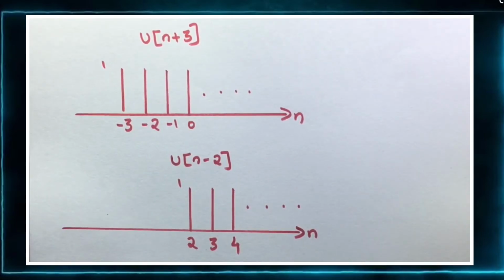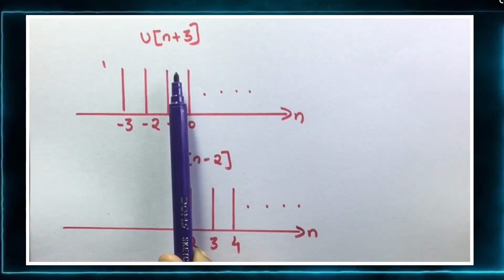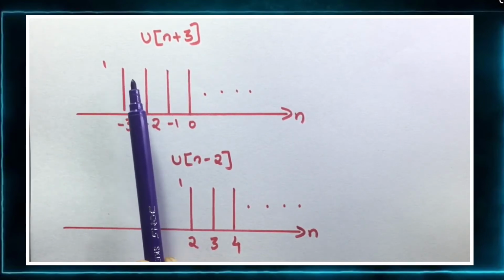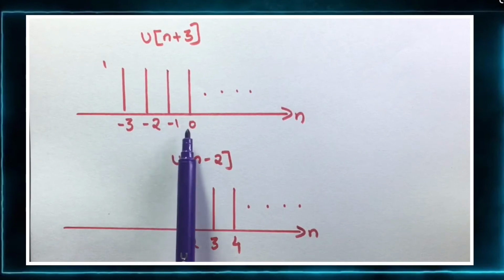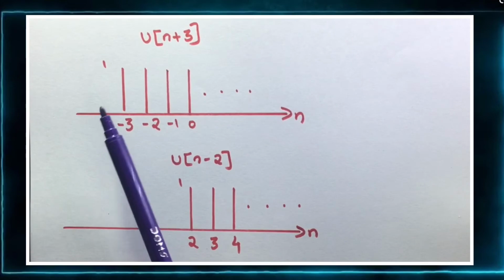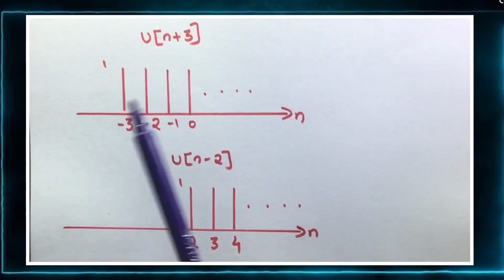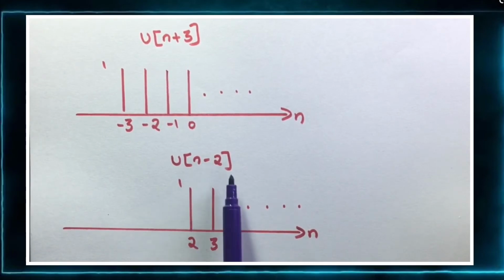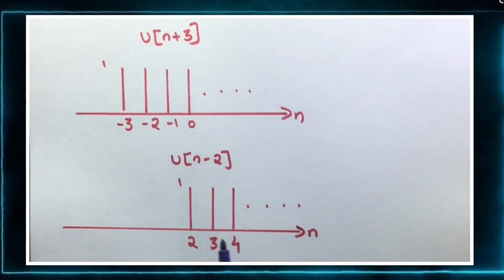When we shift u of n to left by 3 units, we get u of n plus 3 like this. You can see it has a constant value 1 for n equal to minus 3, minus 2, minus 1, etc. up to infinity, and it is defined as 0 for n less than minus 3. On the other hand, when we shift u of n to right by 2 units, we get u of n minus 2 like this. It has a constant value 1 for n greater than 2, and it is 0 for n less than 2.